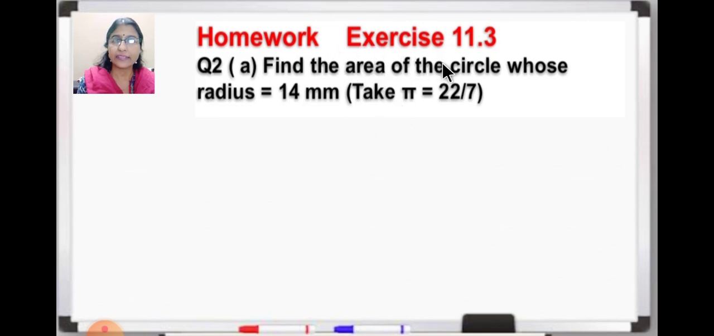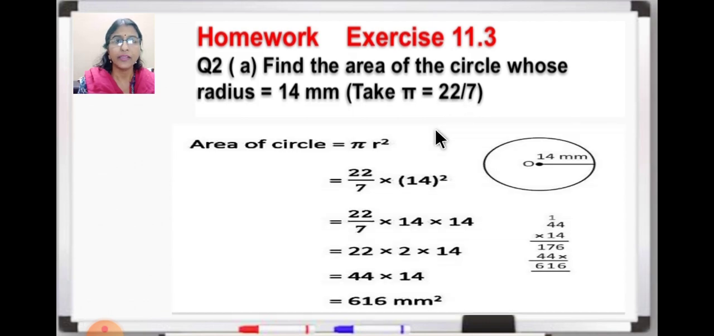Homework, exercise 11.3, you got question number 2A. The question was, find the area of the circle whose radius is equal to 14 millimeter, and you have to take the value of pi as 22 upon 7. So first you can draw a circle and show the radius as 14 millimeter, or you can write directly radius is equal to 14 millimeter.